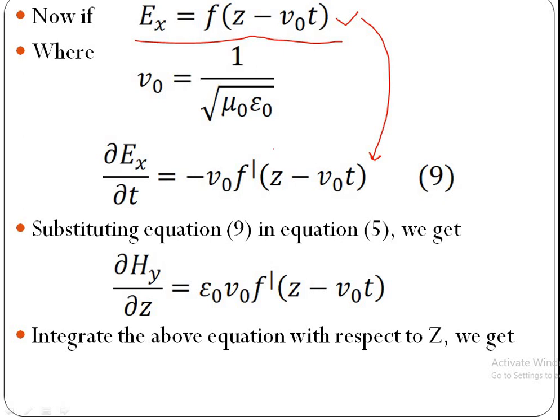Here don't worry about this f dash. F dash is differentiation of f. For example, if f is sine, then differentiate, that becomes cos. Once again, if we integrate cos, then we are getting sine. Don't worry about minus sign.